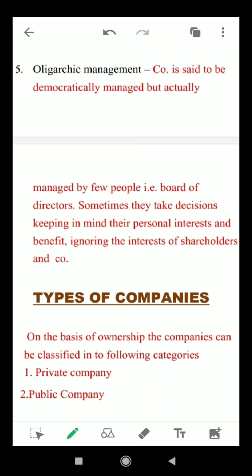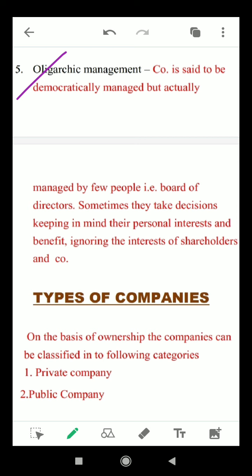Then next is oligarchic management. Company is said to be democratically managed, but actually managed by few people. That is board of directors. Sometimes they take decisions keeping in mind their personal interests and benefits, ignoring the interests of the shareholders. In theory, we can say the management of a company is elected by shareholders and board of directors. Yes. But in practice, the number of shareholders is large, and they have little role in running the company. So the management is in the hands of a few persons, and they perpetuate their control.